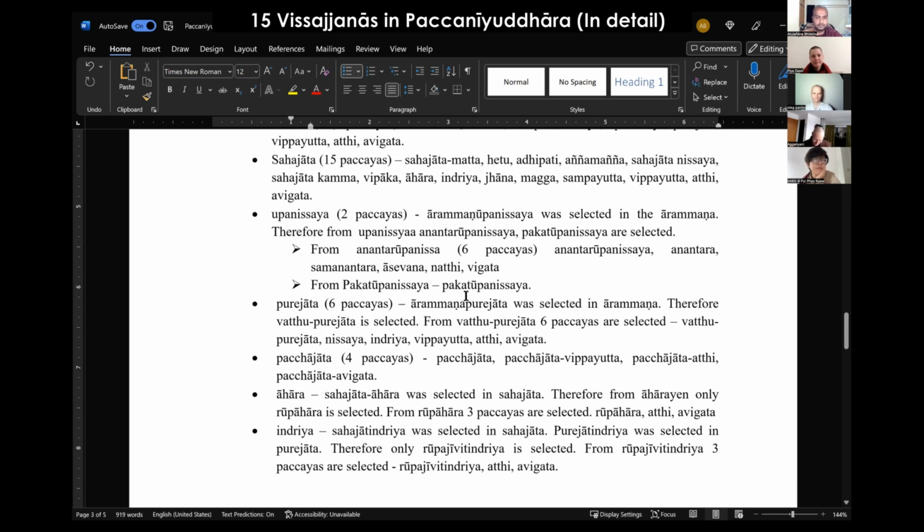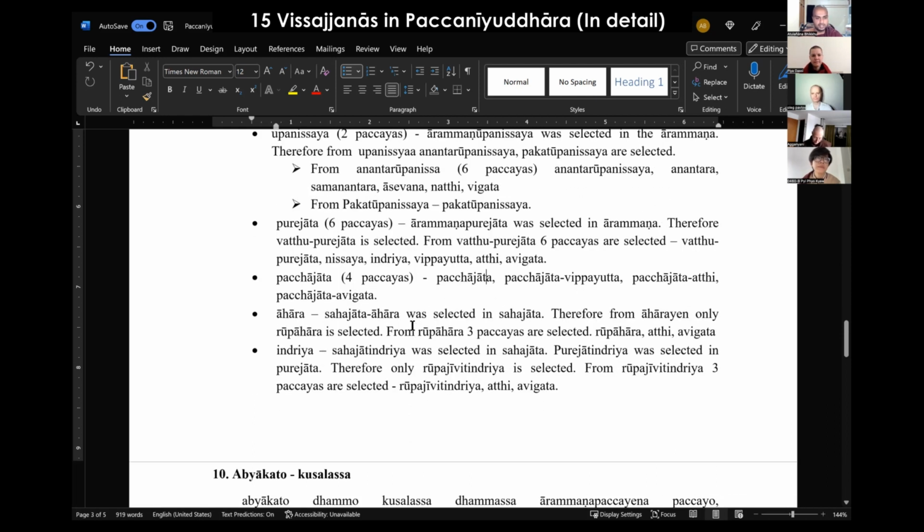That's the Pakata Upanishaye. From the Purejata, there are 6 Paccayas. We know the Purejata Paccaya is 2-folded, right? 2 groups are there: the Ārammana Purejata and Vattu Purejata. The Ārammana Purejata was selected in Ārammana. So here, to avoid double counting, we are only selecting the Vattu Purejata. From Vattu Purejata, there are 6 Paccayas, right? Vattu Purejata, Nissaya, Indriya, Vippayutta, Atti, Avigata. So there are 6 here.